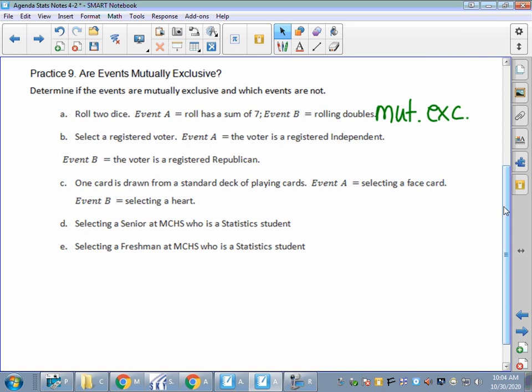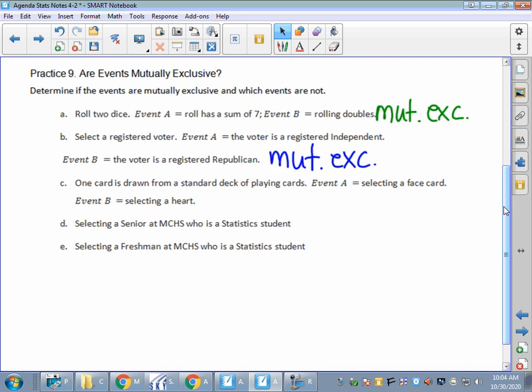Since we're talking about elections lately, example B says if we're going to select one registered voter, one person, we're going to just draw a name. Event A is they are a registered independent voter. So they're not a Democrat or a Republican. Event B, the voter is a registered Republican. Well, you can't be both an independent and a Republican at the same time. Those are mutually exclusive events. Sometimes that's not a good example because people don't know about registering within a party, so maybe not the greatest example.